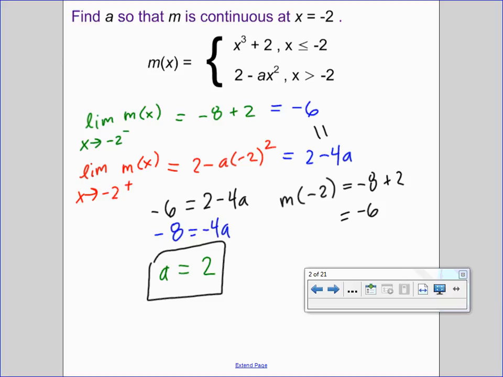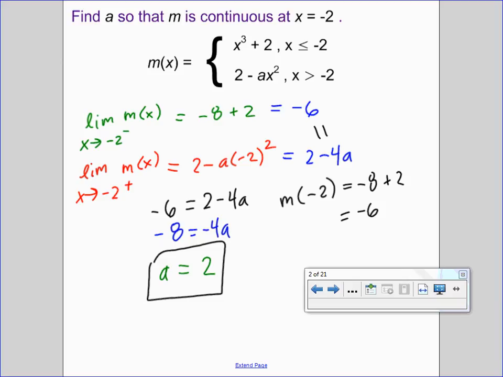Yeah. How should we write our answer? Do we just need to write a equals 2? Or what did you write with m of negative 2? Let's see. So a must equal 2 in order for m to be continuous. And so I think this is sufficient because the direction is said to find a so that m is continuous at x equals negative 2. So I think this is okay. This piece right here was sort of extra.